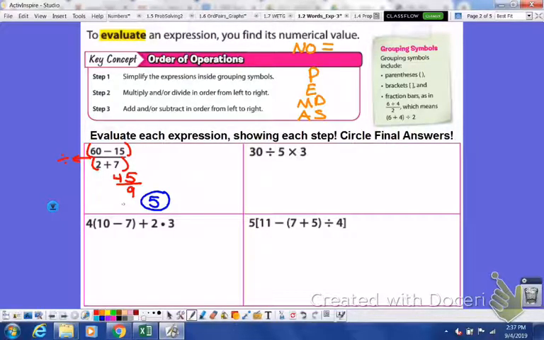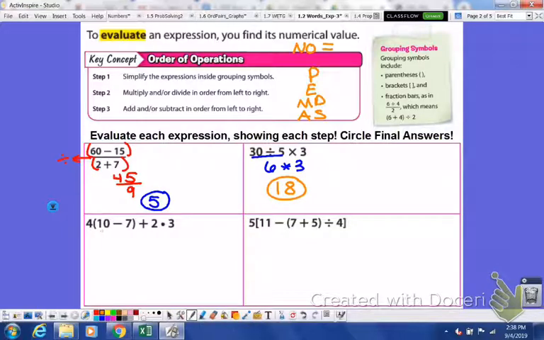So in our second one, 30 divided by 5 times 3. Again, multiply, divide, same level. So it's whatever you see first from left to right. So our 30 divided by 5 gives us 6 times 3. Then final step, 6 times 3 gives us 18. Again, circle final answer. All right, this one we're going to have to squeeze a little.